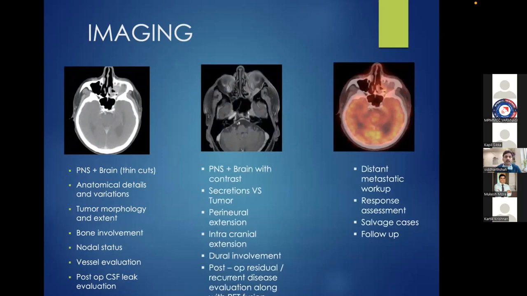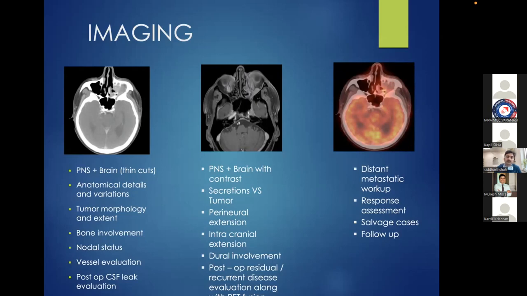CT scan, MRI and PET scan, these three imaging modalities are at times complementary to each other. For evaluation of sinonasal cancers, MRI takes precedence, and CT scan is always complementary for the bony evaluation. So a contrast MRI from skull base to root of neck primarily evaluates the morphology and the extent into the soft tissues. Intradural extension, transcranial extension, dural infiltration or transdural disease are very well seen and picked up on MRI.